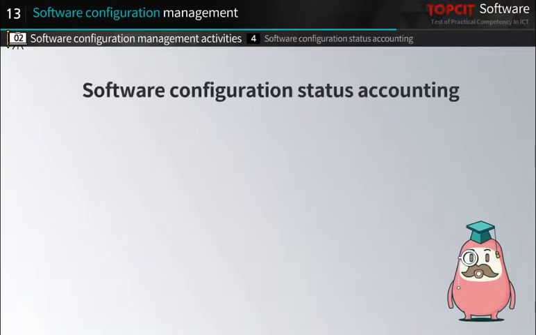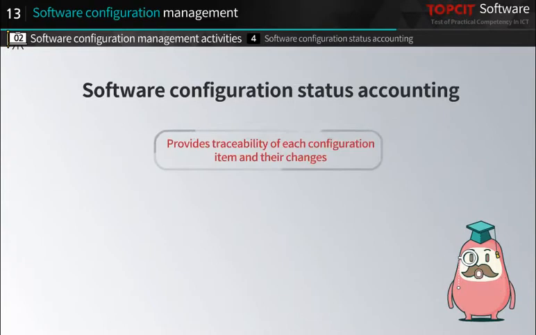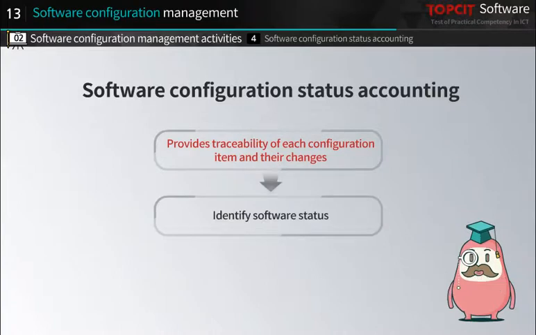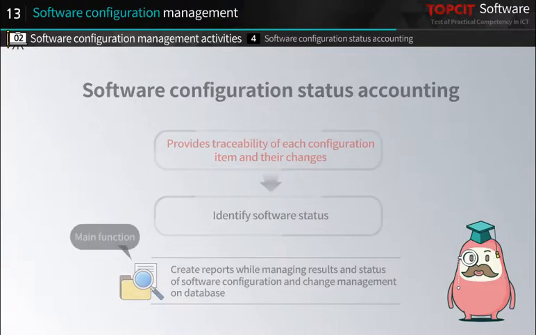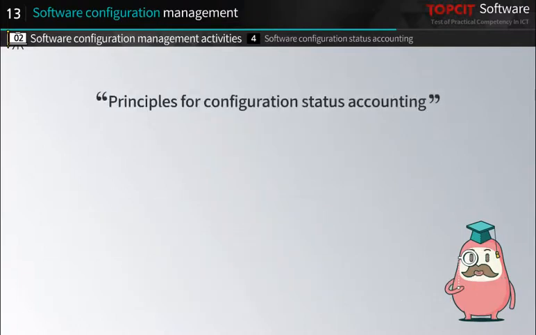This time, let's look at the software configuration recording and reporting process, that is configuration status accounting. First, software configuration recording is an activity that provides traceability of each configuration item and their changes to identify software status. The main function is to create reports while managing the results and status of software configuration and change management on the database. There are roughly three categories of principles for configuration status accounting.